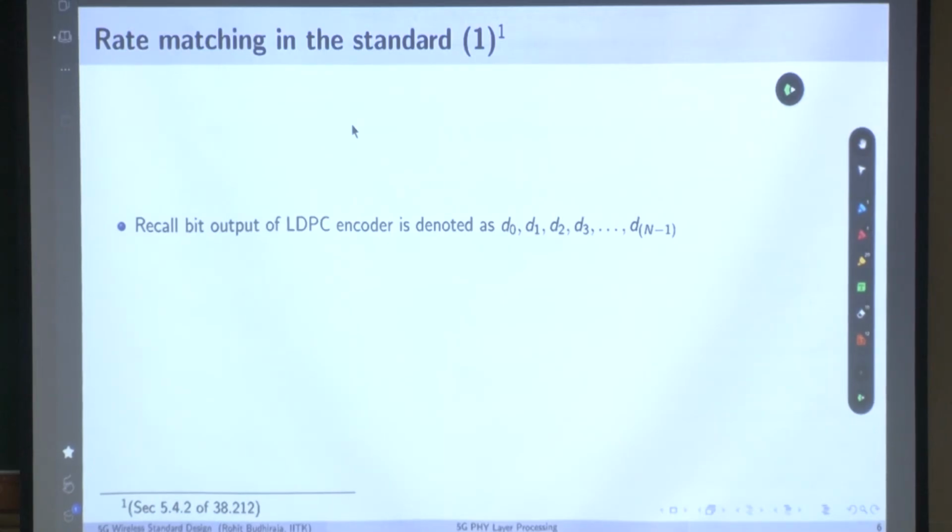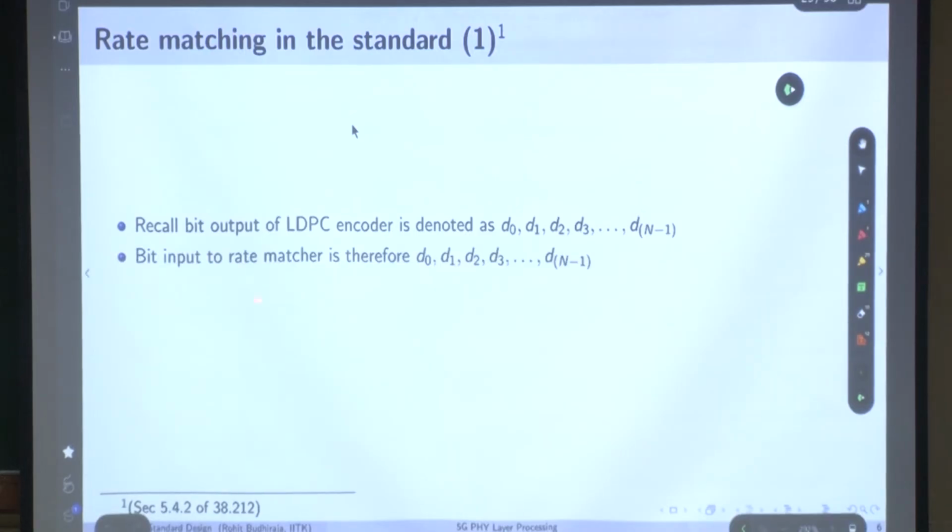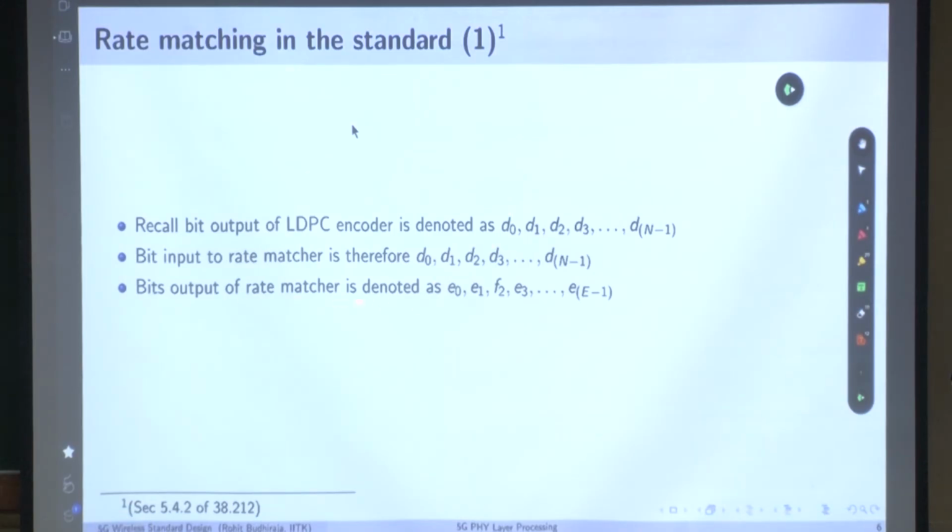So what we have done till now is understand how the rate matching module can increase or reduce the rate. Recall the bit output of the LDPC encoder is denoted as D. So this is going to go into the rate matching module. The bit input to the rate matching is therefore these bits. How many bits are going inside the rate matching module? What is the N? And how many will be read out? The bit output of the rate matcher is denoted as E. Input is D, output is E.